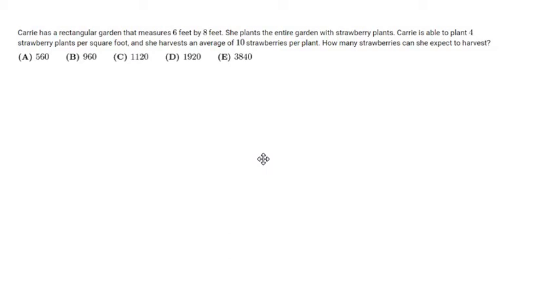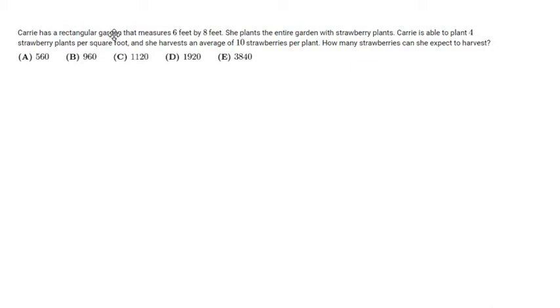Problem number 3. So problem number 3 reads, Carrie has a rectangular garden that measures 6 feet by 8 feet. She plants the entire garden with strawberry plants. Carrie is able to plant 4 strawberry plants per square foot, and she harvests an average of 10 strawberries per plant. How many strawberries can she expect to find? So, this we can solve by getting all of it one by one.